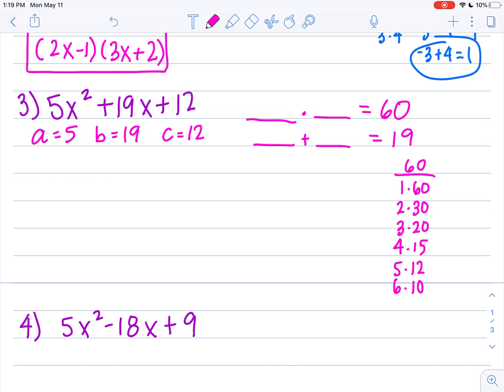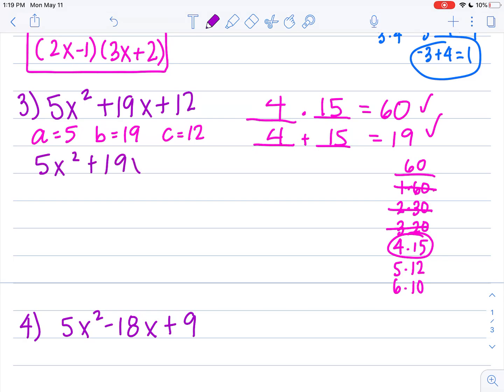All right, now we're just adding this time. Because we know that both of them are positive, a positive 60 and a positive 19. So 1 plus 60 is 61. This is 32. This is 23. This one is 19. So 4 times 15 is 60, and 4 plus 15 is 19. So they both check out. Awesome. So our first step is to rewrite the equation.